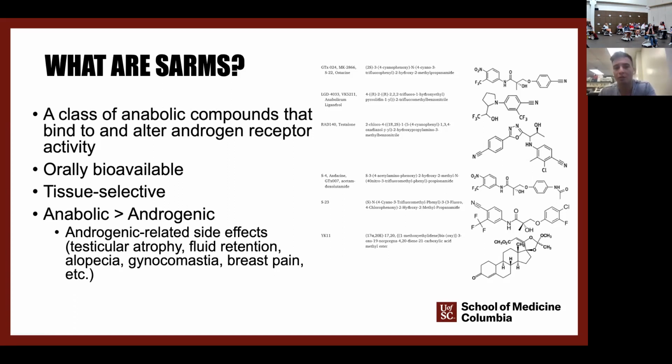Something else I want to mention here is that these are orally bioavailable. So instead of injections, which are commonly associated with anabolic steroids, these can be orally administered and delivered to the target tissue, again, through the mouth.